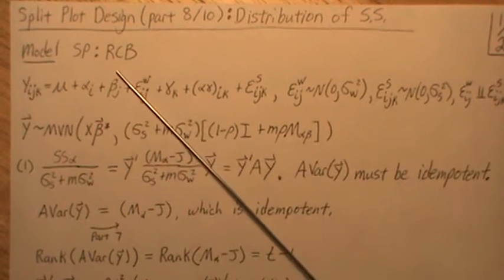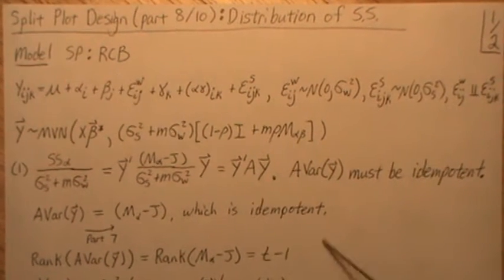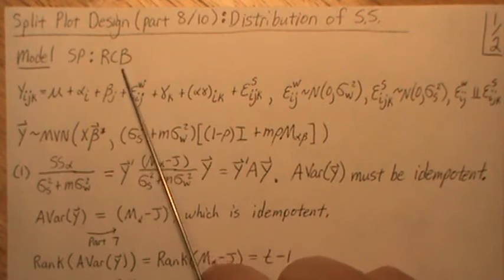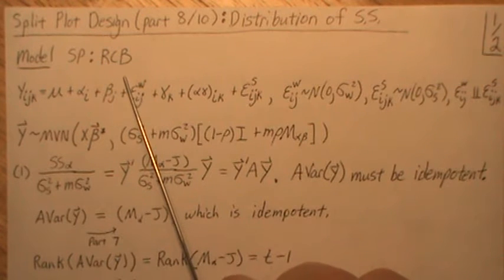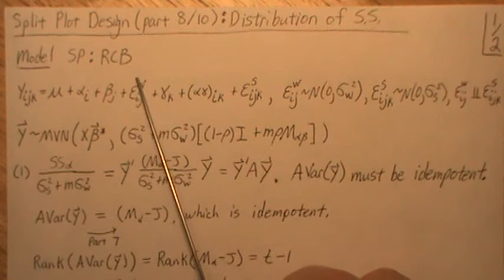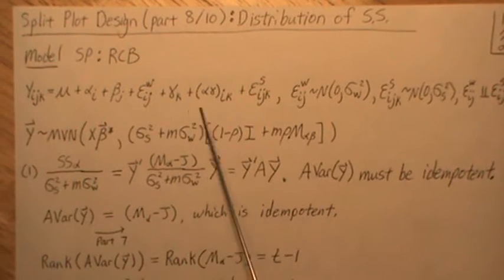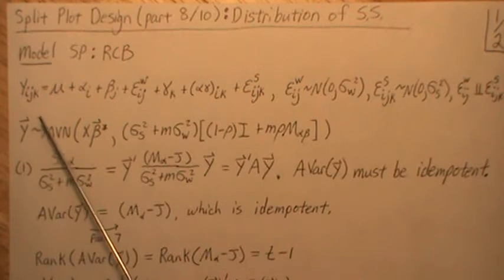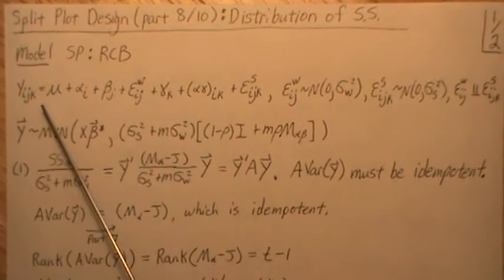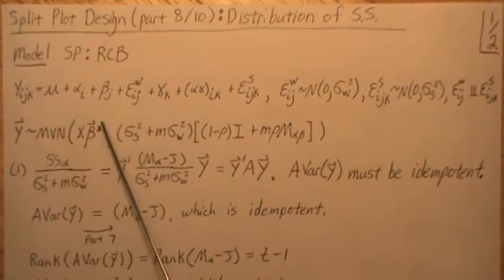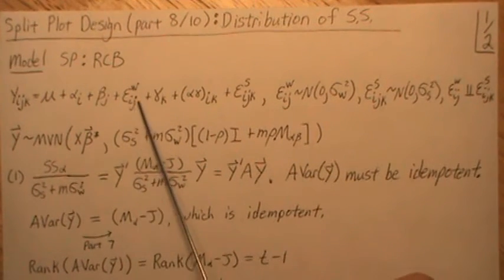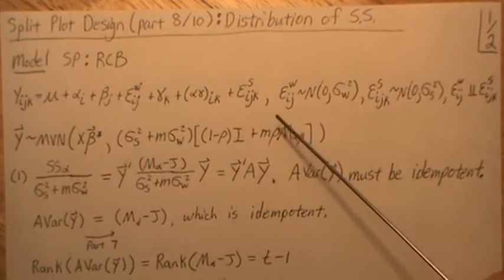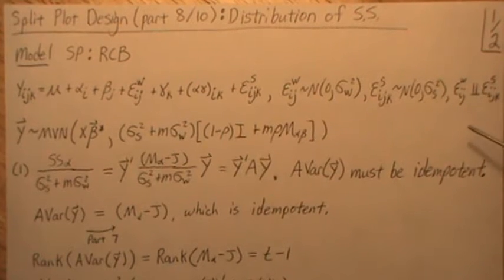Now this is my notation. I would encourage you to watch part 1. But it essentially means that the first factor is what we use to randomize the complete block design, and then the second factor, of course, is always done the same way. So here's the model: y_ijk equals mu plus alpha_i plus beta_j plus this whole plot error term, gamma_k, the interaction, and the split plot error terms. They're both normally distributed, and they're independent.